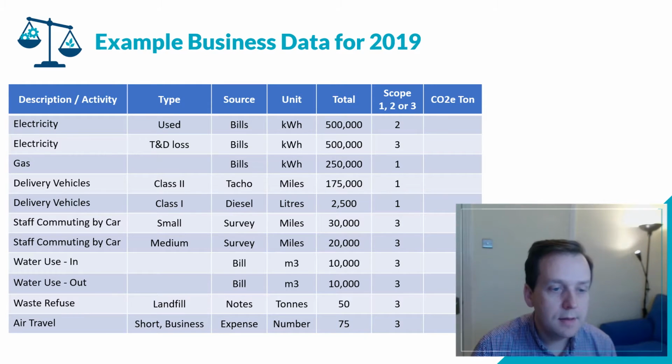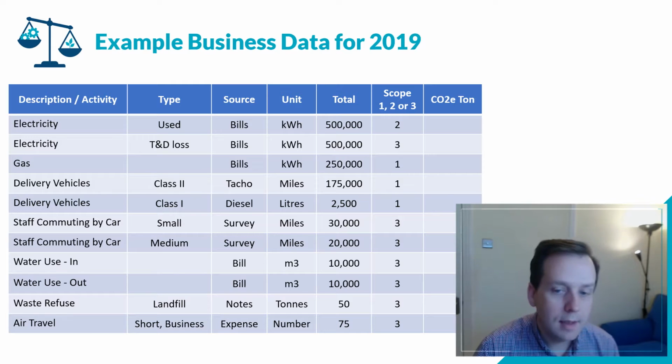Staff commuting, so this is scope 3, and these figures have been sourced from a staff survey. Unfortunately on the staff survey, the type of car has just been described as small or medium. And we'll see later greater granularity may be required in order to determine a more accurate measure for the scope 3 staff commuting.